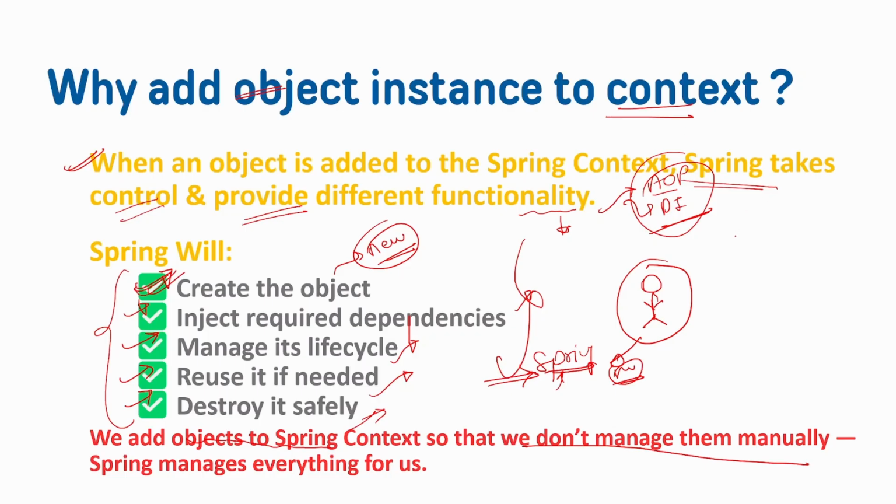So now this will be clear to you, why do we add the object instance to the context? Because until and unless we add the object to the Spring context, Spring doesn't provide any functionality to us. Spring provides functionality to only those objects that are added to the Spring context. So we can say that the Spring context is like the entry point for the framework.